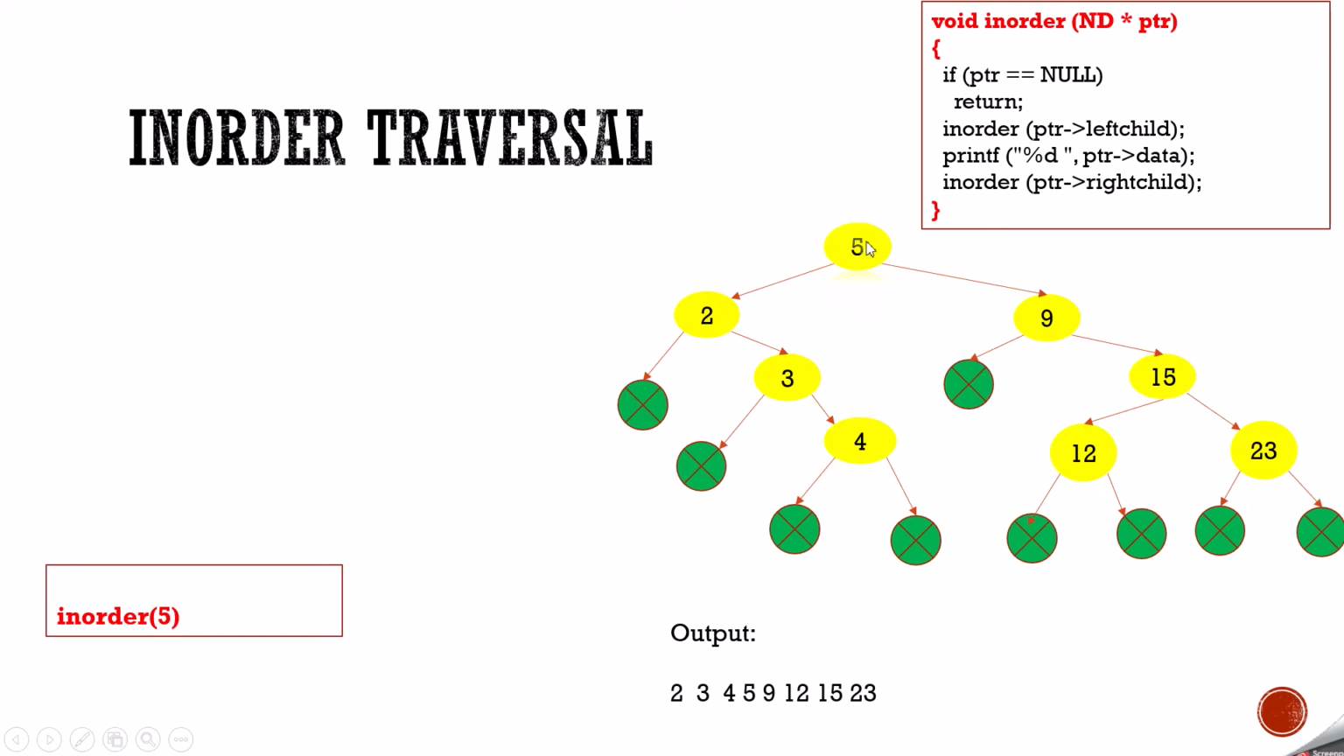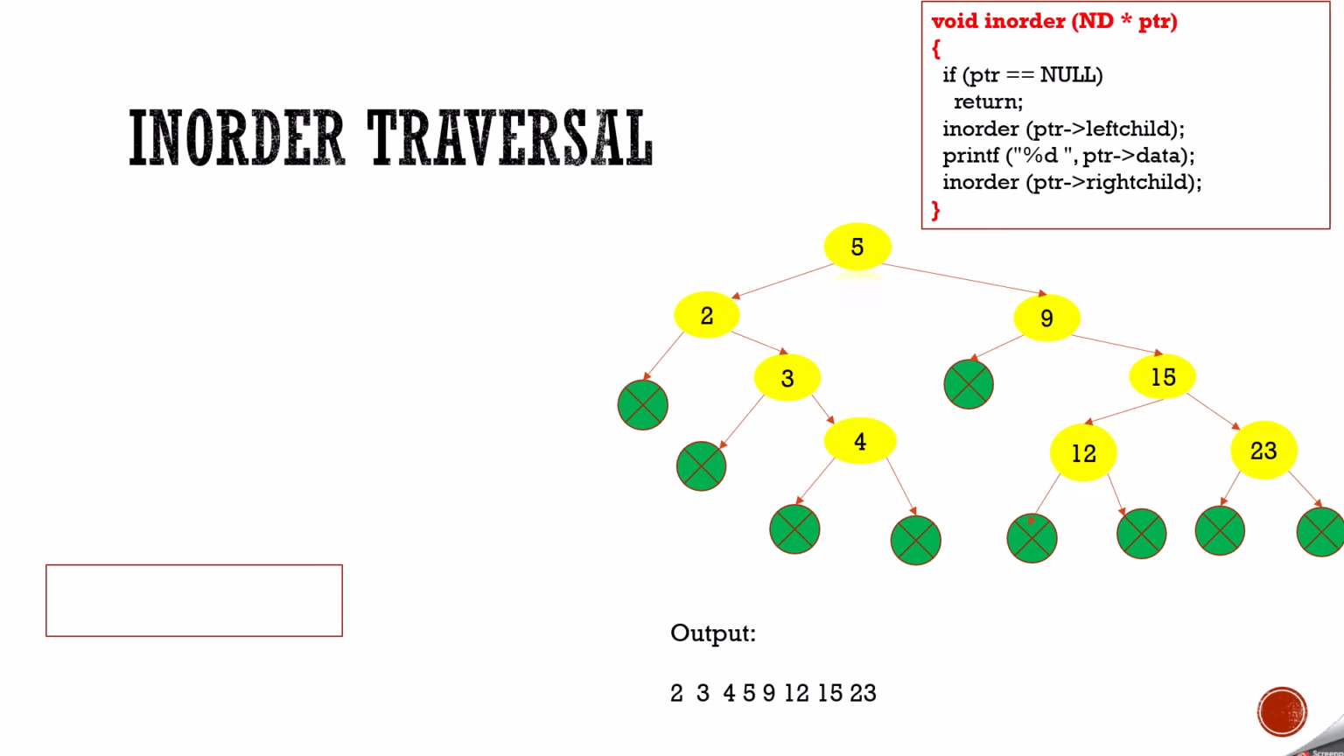Now once the 5 is over, that means my first call, that is from the root value, is going to be popped from the stack, and then I'll say my traversal is complete. So this way you can do in-order traversal of any arbitrary binary search tree.